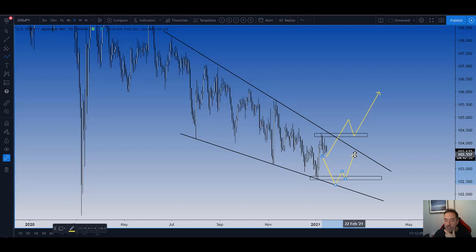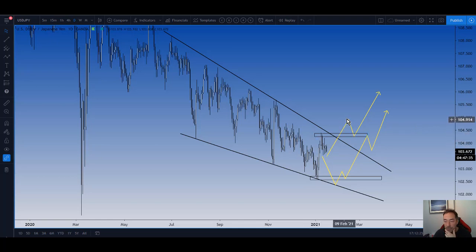You can trade it up to here. That'll be your first target. Take some money off the table, and then hopefully it breaks out. Look for another pullback, second entry in. So a couple of ways in for me anyway. That's the way I'll be trading it.